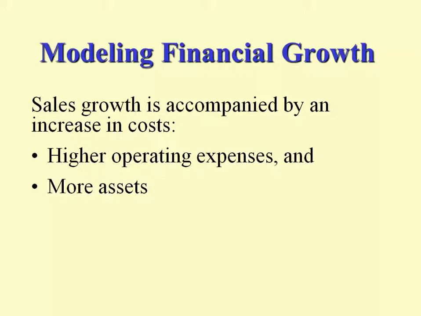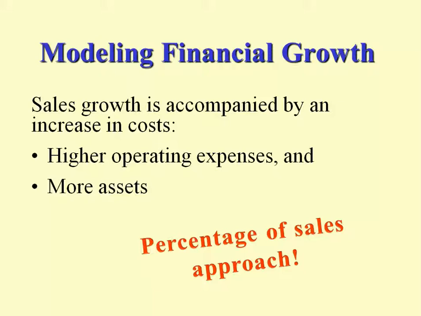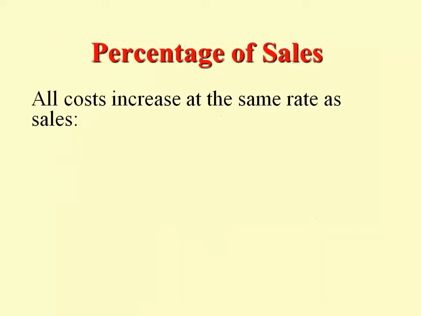It will need to have twice as much in the way of inventory, twice as much in the way of plant and equipment. It'll end up with twice as much in the way of receivables. We can relax some of those assumptions and we'll do so later on. But a basic tenet of our financial planning is that sales growth requires or is accompanied by an increase in cost. And our simplest model is going to just assume that everything changes as the same percentage as sales. That is, all of our costs will change the same percentage of sales. Our expenses will, as will our assets.